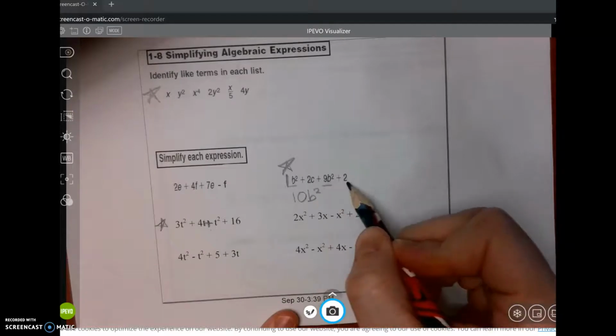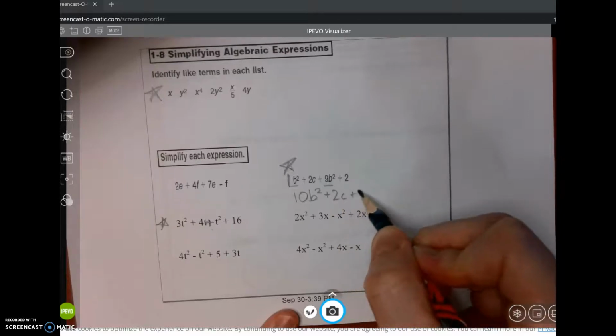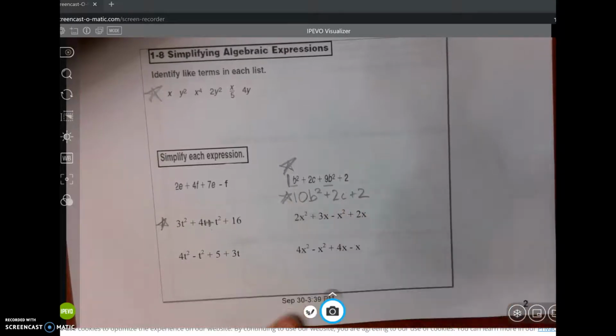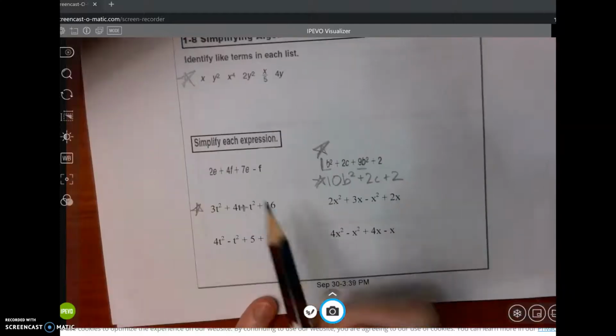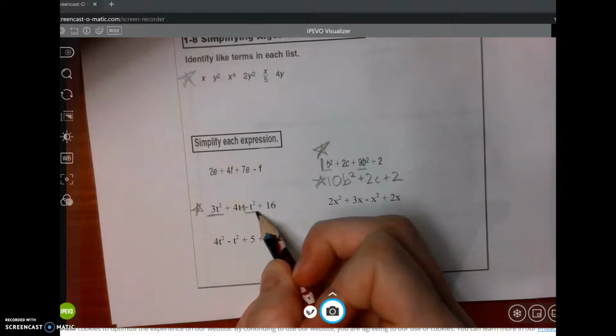C and the number 2 are not like terms. Those are different. So what I'm going to do is just plop those on at the end, and then I'm done. That's my final answer. I can't combine b squared with c with a regular number. That's my answer.